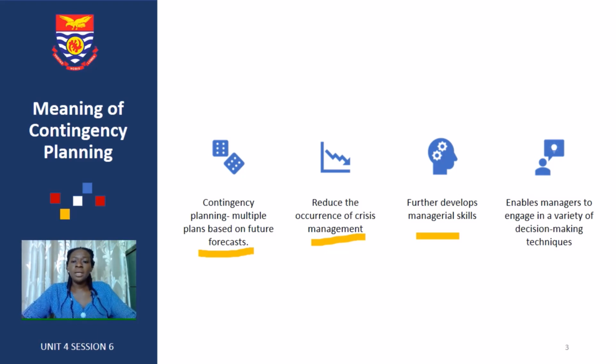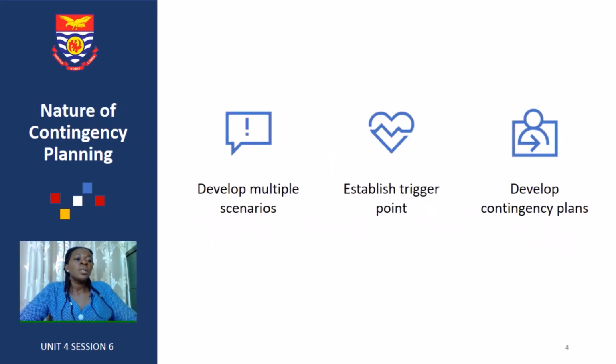It also helps managers engage in a variety of decision making techniques, because you need a lot of variety to work with the various scenarios, even to see which scenario could possibly happen and which won't. These are some of the beauties of contingency planning, if I should put it like that. So how does contingency planning take place? What are the steps in contingency planning?